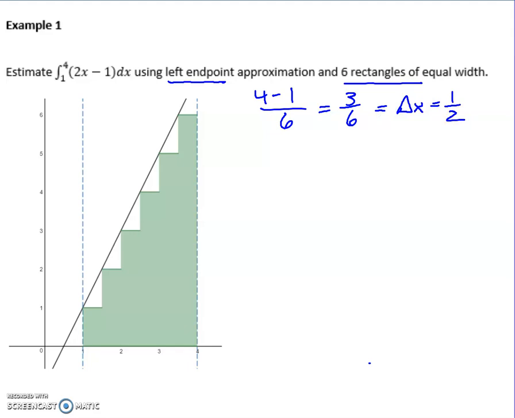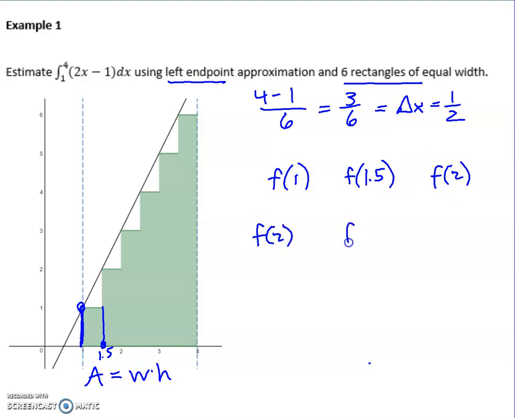Okay, so that's kind of nice because remember, the area of these rectangles are just the width times the height. So now we know the width, and now we have to figure out the height. So if we want the left end, think about it. That first rectangle is going to have a height right at 1. So we can get that literally by plugging in 1. Okay, then my next rectangle, since I'm only going to go over by a half, is going to be at the x value of 1.5, because again, I would go my next interval. And then I'm at 2, and then I'm at 2.5. I think you get the idea.